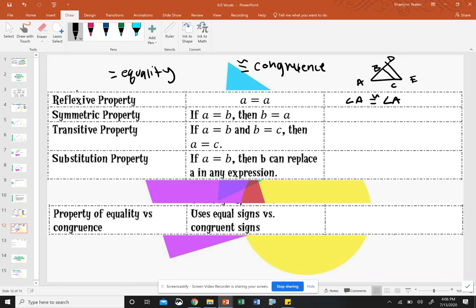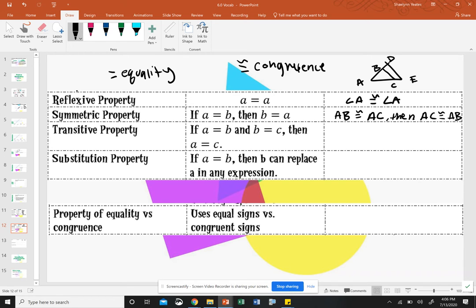Okay, the symmetric property says that if I can say A equals B, then I can say B equals A. This is the same thing as saying if I know that AB is congruent to AC, then I also know, in other words, I can flip them, then AC is congruent to AB. I can say it both ways.